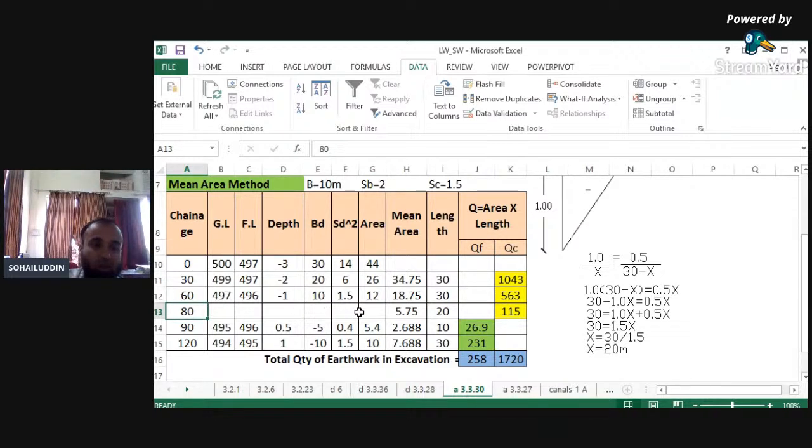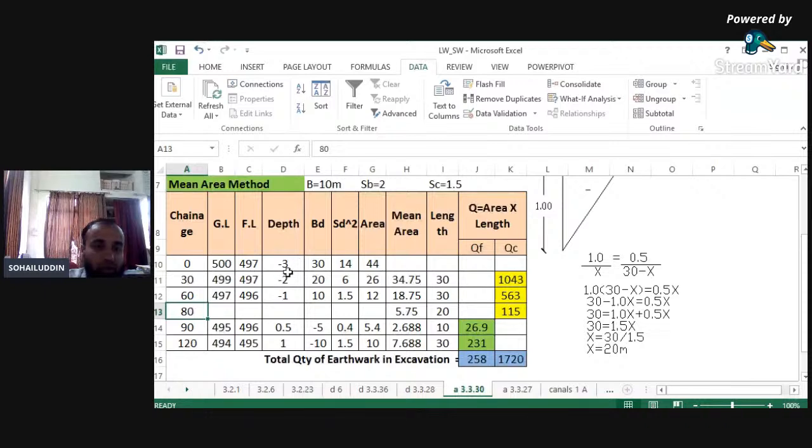And one important thing is there: by using the mean area method, this empty space will be up to the point where we are finding out the mean area. In this line there will be the mean area. Up to this there will be no values. This horizontal row will be empty. So this 80 has been calculated from this x. So 60 plus 20 is nothing but 80.